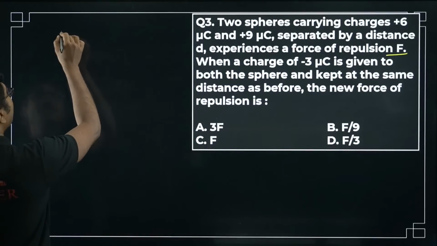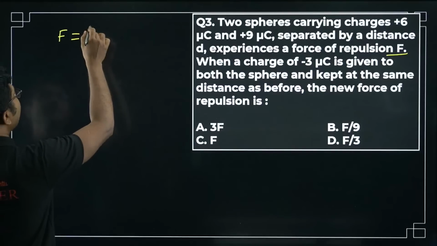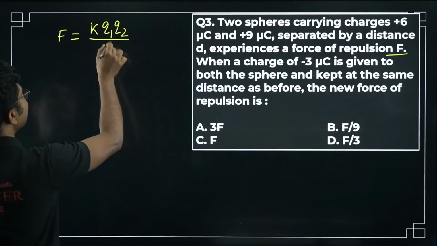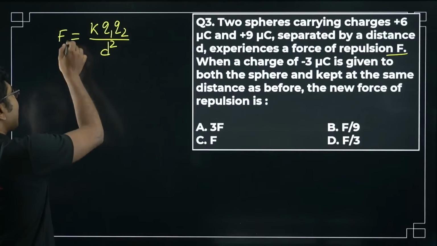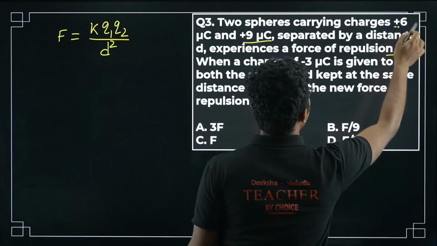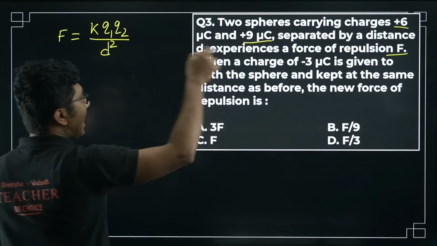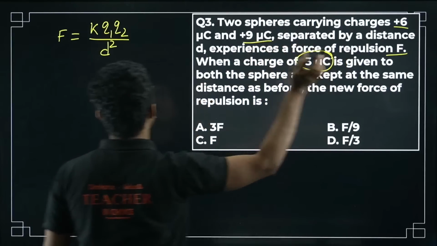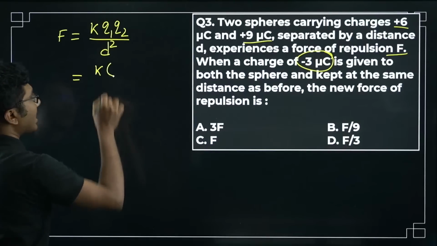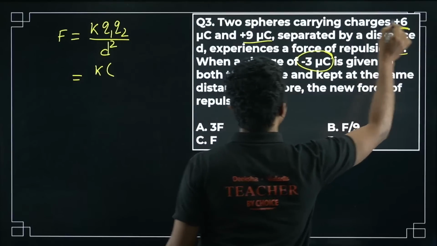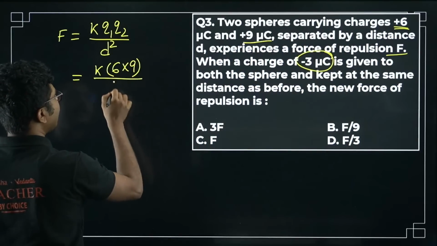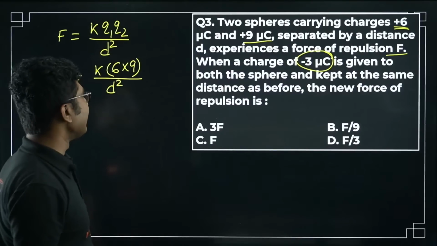So first, what is the formula? Coulomb's law. We are going to use Coulomb's law: K Q1 Q2 by distance d square. This is the first force. F is given. Charges were plus 9 microcoulomb and plus 6 microcoulomb. Because everything is in microcoulomb, we don't even need to use the conversion factor in this case. So 6 into 9 divided by d square. This is the first case. The force is given by this value.